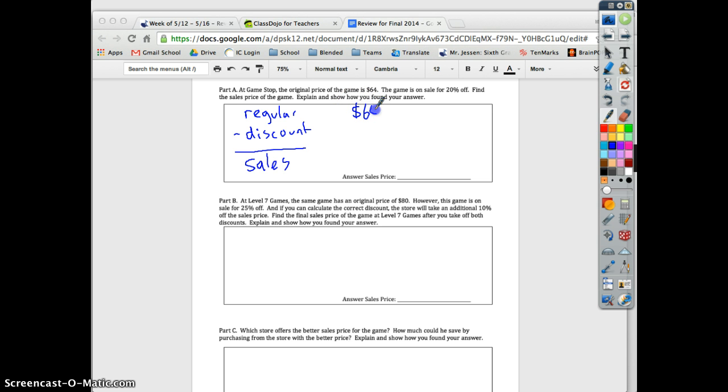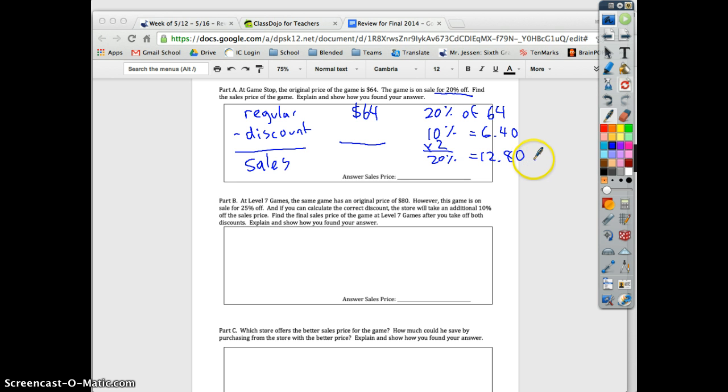64 is the regular price. The discount here is 20% off. So we must calculate the discount. We can't just say minus 20. We need to do 20% of 64. You can do 10%, which equals 6.4 or $6.40. Double that to get 20%, which is $12.80.